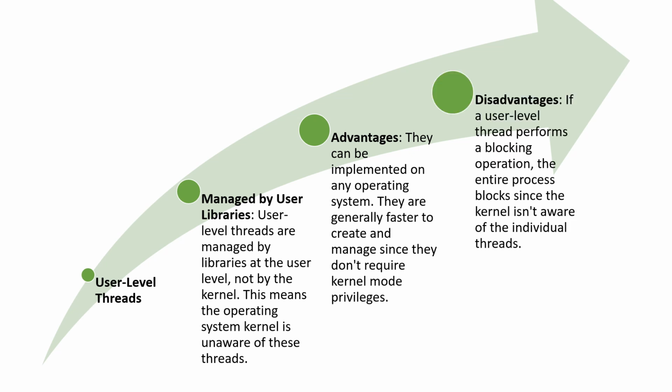The disadvantage here is that if a user level thread performs a blocking operation, the entire process blocks since the kernel isn't aware of the individual threads. So this is a type of multi-threading which involves the user.